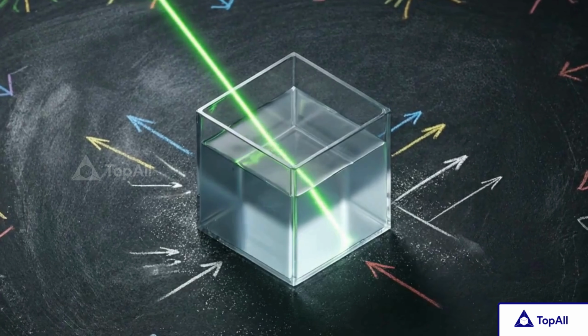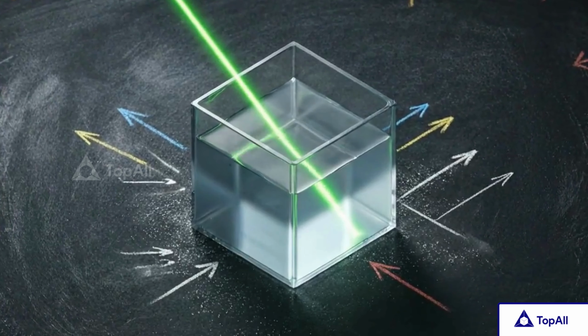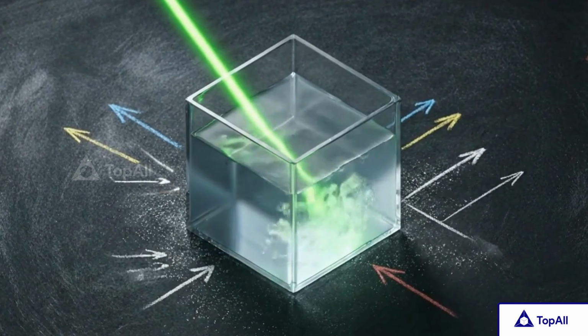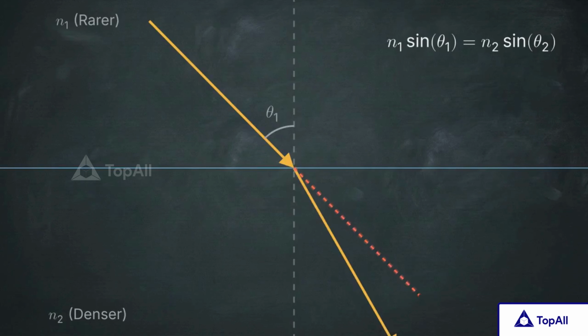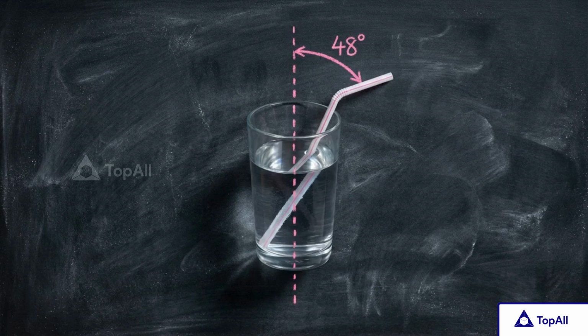Light travels perfectly straight through the air, but watch what happens when a laser hits a water tank. At the boundary, the beam snaps downward. We can calculate and predict exactly where the light is going to go. The severed straw in the glass results from strict, measurable geometric rules.